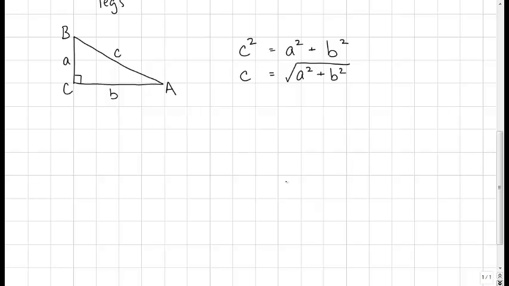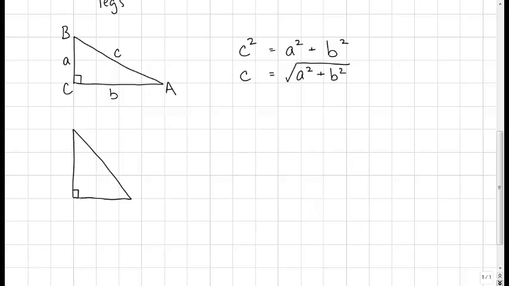There are a few right triangles. Actually, there's an infinite number, but there's a class of right triangles where all three sides are integers, and we refer to the triples of integers as Pythagorean triples. So let's take a look at a few of those Pythagorean triples.